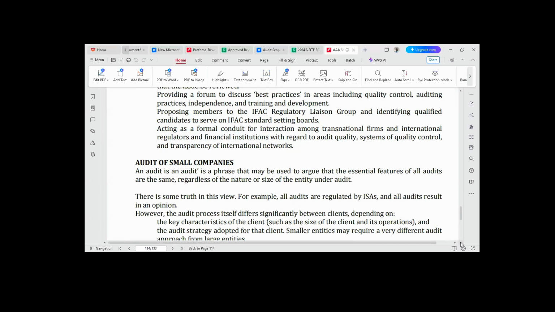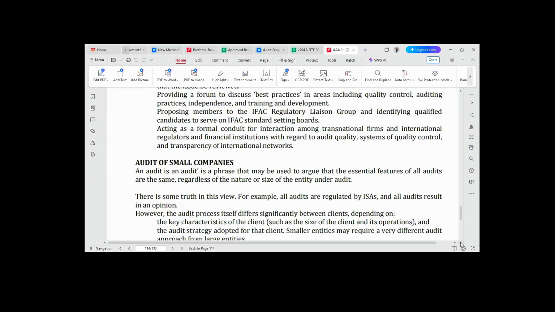So we go to the next area, audit of small companies. Now, remember that in the amended Companies and Allied Matters Act 2020, that clause that says that all companies, whether small or large, should submit themselves for external auditing has been removed.